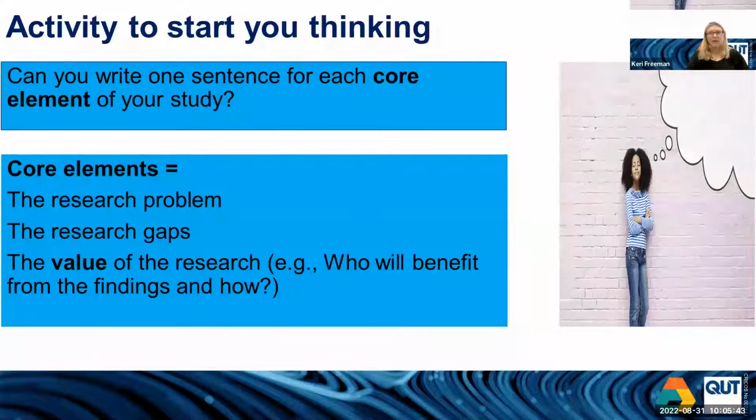Just to start you thinking, if you can write 1 sentence for each of these core elements of your study, write them there in your notes. What's your research problem? What are the research gaps? And what do you think the value of the research is? I'll give you a minute to do that. This is like your elevator pitch.